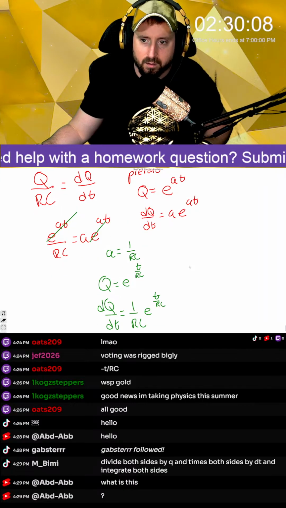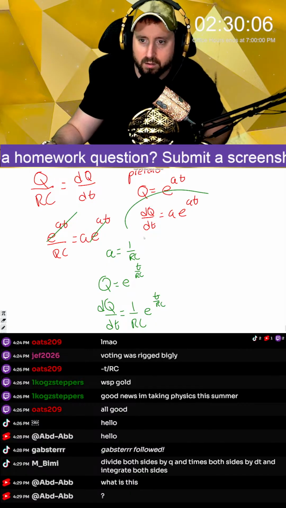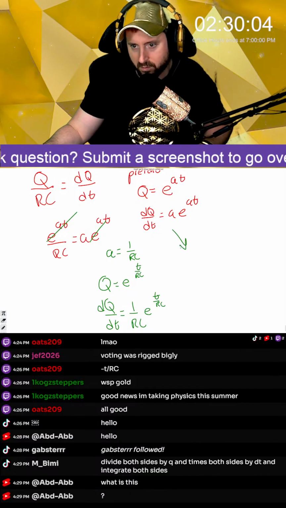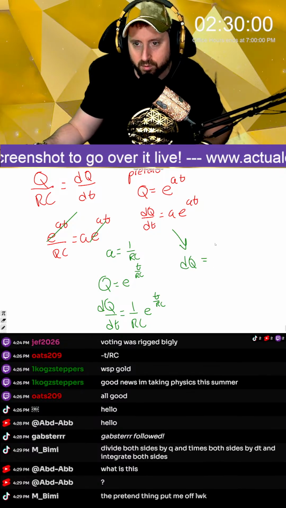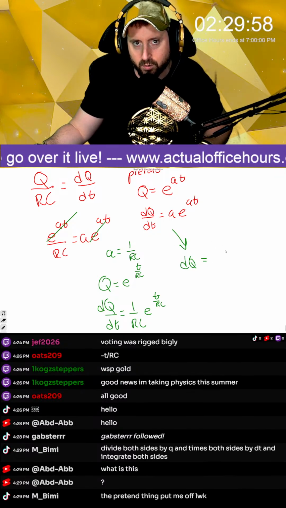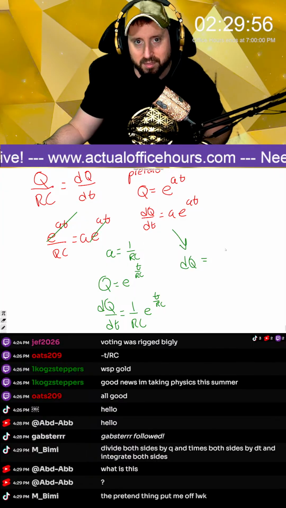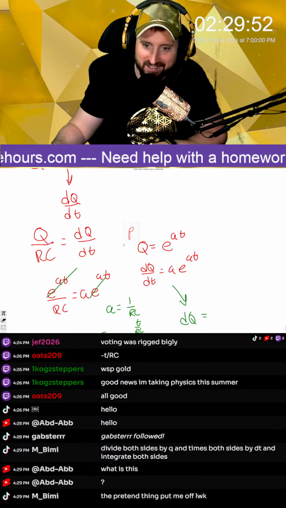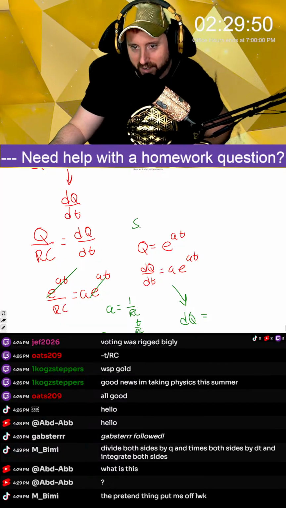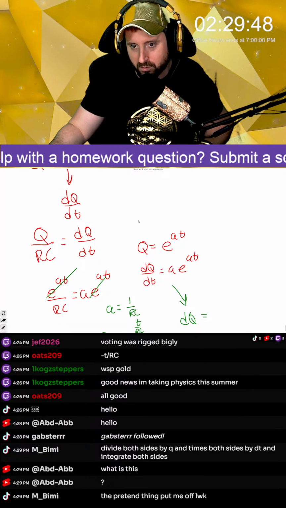Yeah, I see. Just kind of based off inspection. Oh, I see. You get this C and then it's exponentially. Yeah, so I got it first, so it's going to be your initial current. This would be dq. The pretend thing put me off. Pretend? Yeah, sorry, not pretend. Assume. We say like assume a solution, right?